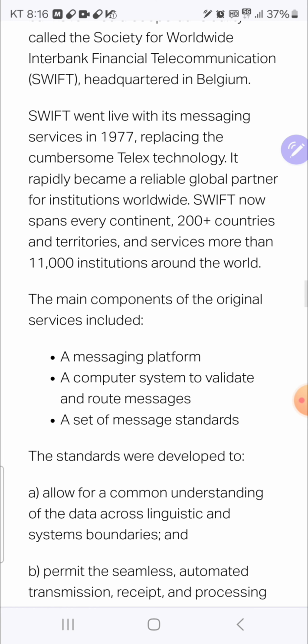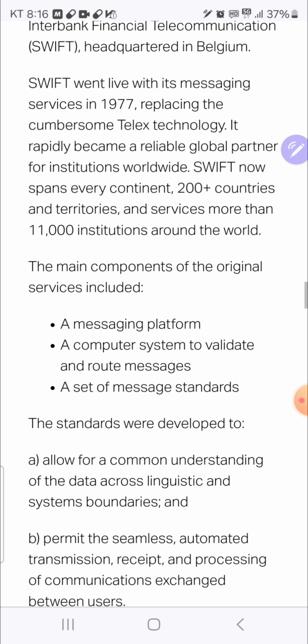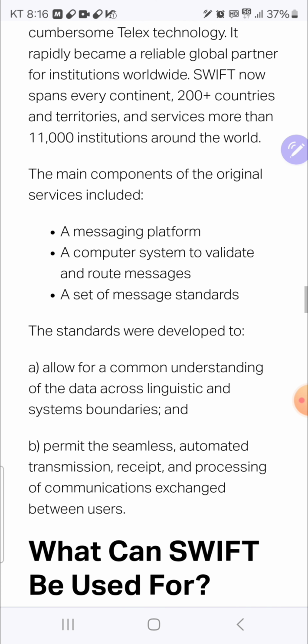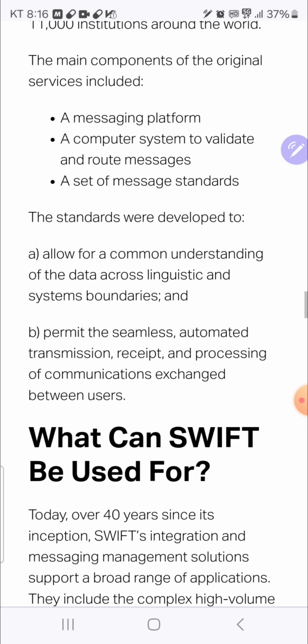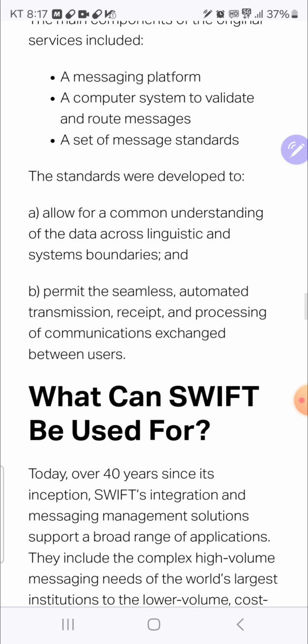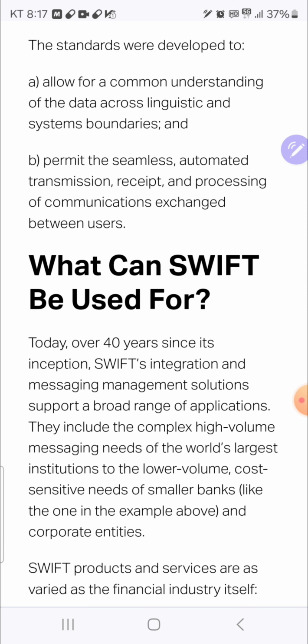That's a lot. The main components of the original services included a messaging platform, a computer system to validate and route messages, and a set of message standards. The standards were developed to, A, allow for a common understanding of the data across linguistic and systems boundaries, and B, permit the seamless automated transmission, receipt, and processing of communications exchanged between users.